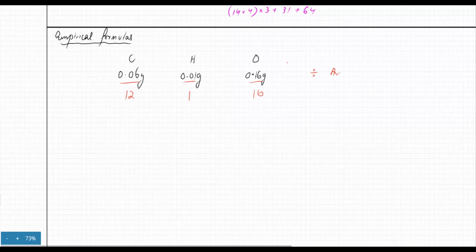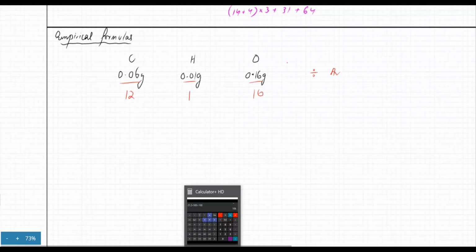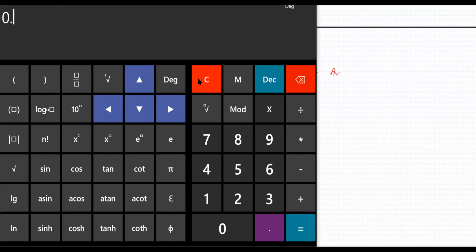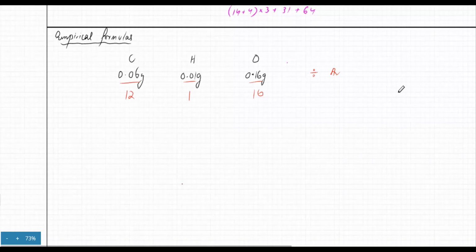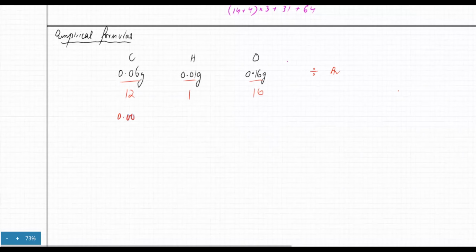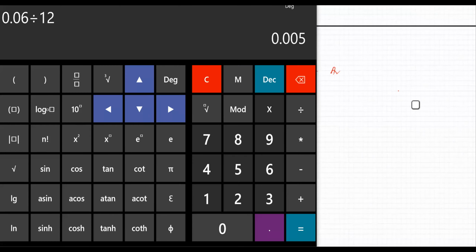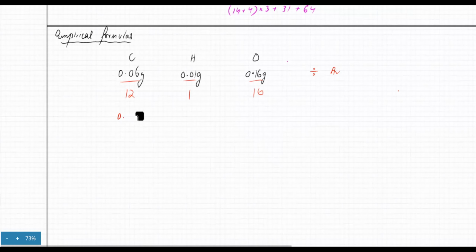Tell me the values. Your first one, 0.06 divided by 12. What do you get? 0.06 divided by 12 gives me 0.005 moles. The next one is easy, it's divided by 1, so it's going to be 0.01 moles. The next one is also 0.16 divided by 16, so it's going to be 0.01 moles as well.